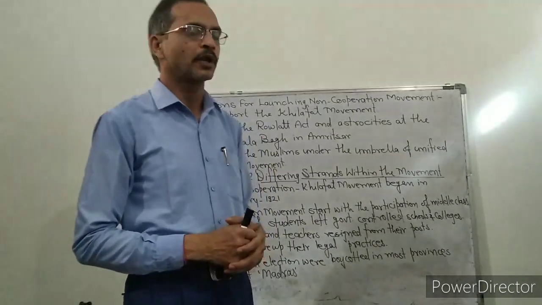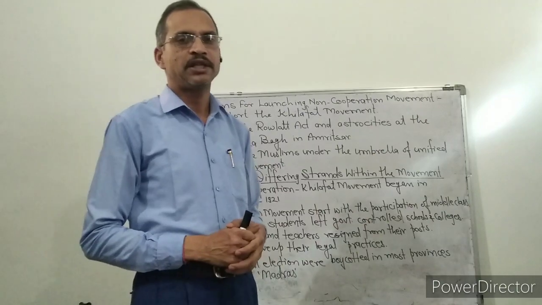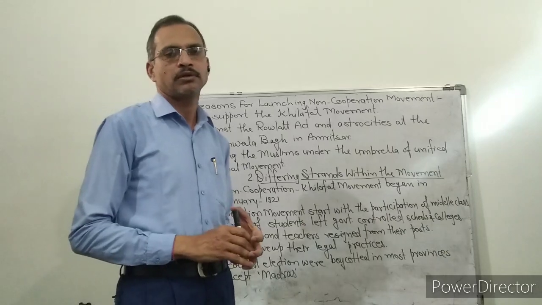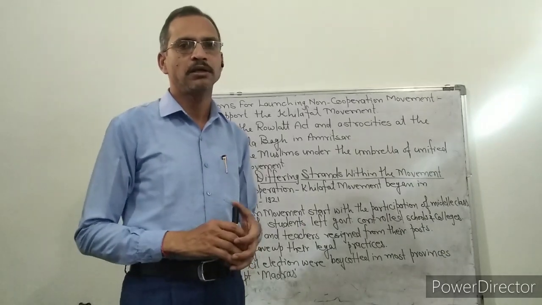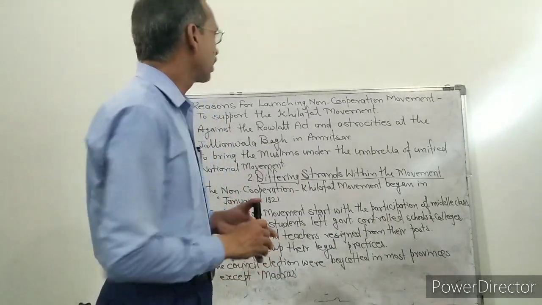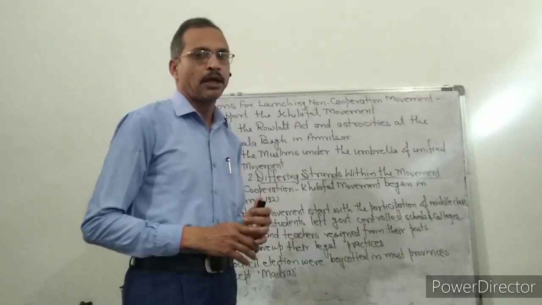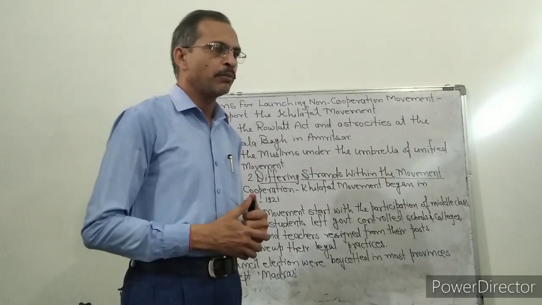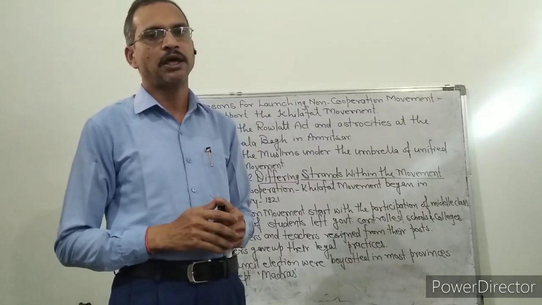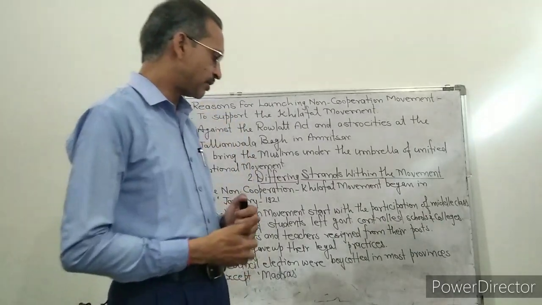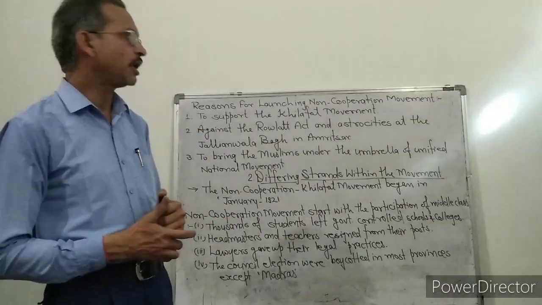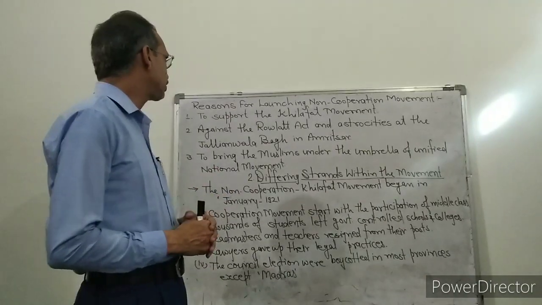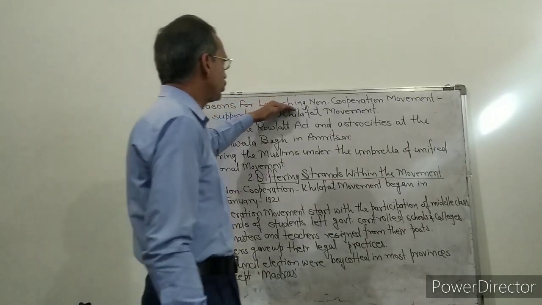Hello students. In the last video we discussed the non-cooperation movement, the Khilafat movement and the book written by Mahatma Gandhi, Hind Swaraj. In his famous book Hind Swaraj, Mahatma Gandhi declared that British rule was possible in India because of the cooperation of Indians. Now we are going to learn why Mahatma Gandhi launched the non-cooperation movement, the reasons for launching it.